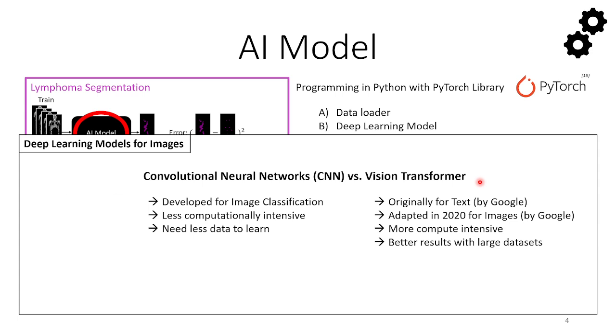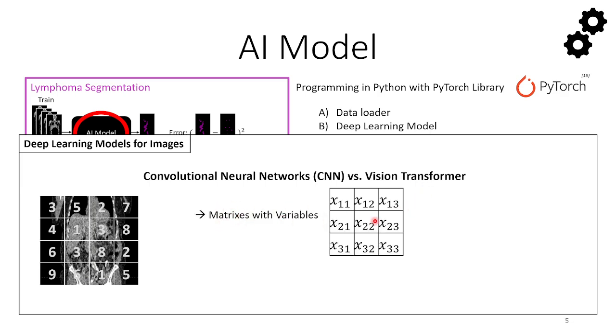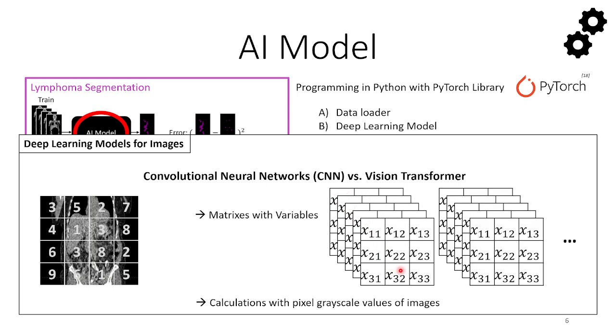And how do they work? Let's say we have an input image here, and this image consists of many pixels. Let's say this is a pixel, this is a pixel, this is a pixel. Of course, there are in reality many more pixels, but to keep it simple, let's say those are the different pixels. Each pixel has a grayscale value, that shows how grayish or blackish or whitish this part here is. Now those two models, the convolutional neural network and the vision transformer, have a lot of matrices with variables. This is a variable, this is a variable, this is a variable. And they have a lot of them.